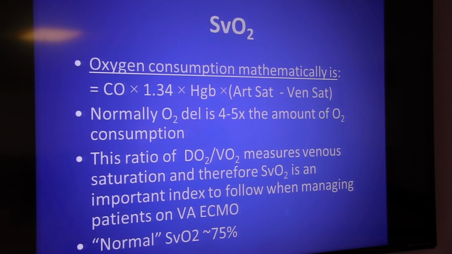So your oxygen consumption mathematically is your cardiac output, right, times 1.34 times your hemoglobin times your arterial sat minus your venous sat. Normally your oxygen delivery is about 4 to 5 times the amount of oxygen consumption, and the ratio of oxygen delivery over oxygen consumption determines your venous saturation. So your SvO2 is really an important index to follow when managing patients on ECMO. And normally, I think Laura mentioned, normal will be around 75%. So usually you'll see us worry if our SvO2 is below 70. Sometimes. But at least we want to know.